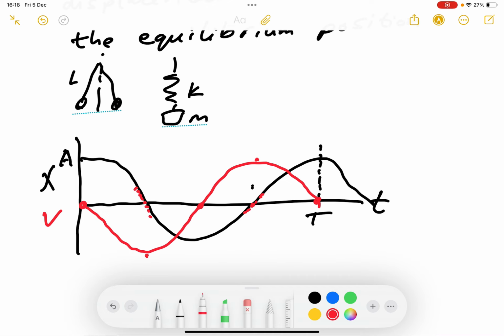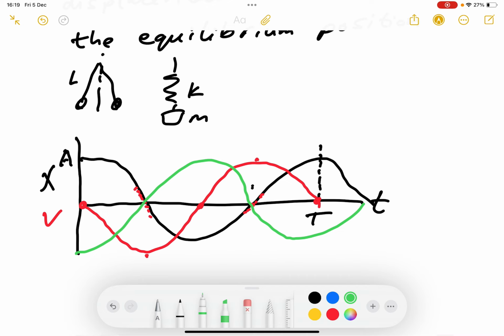We could do the same again for the acceleration time graph, but actually it's easiest just to mirror the displacement time graph, because from the definition the acceleration is proportional to the displacement. Another way of saying it, it is directed towards the equilibrium position, which also means it's in the opposite direction to the displacement. And let's just have a little look at that.